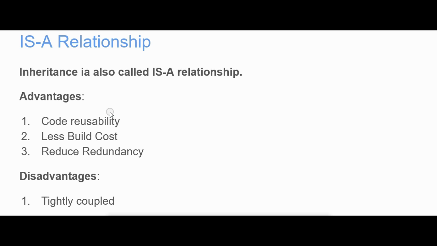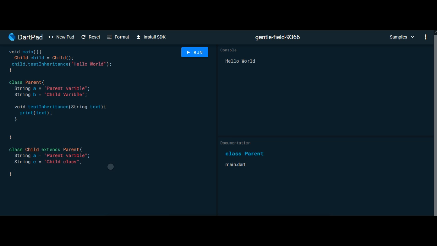This is the advantage. Inheritance is also called an is-a relationship, and the advantages are code reusability, less build cost, and reduced redundancy. Redundancy means we can remove the unwanted code. The disadvantage is tight coupling. Tightly coupled means that if you make any changes in the parent class, it will directly affect the child class.